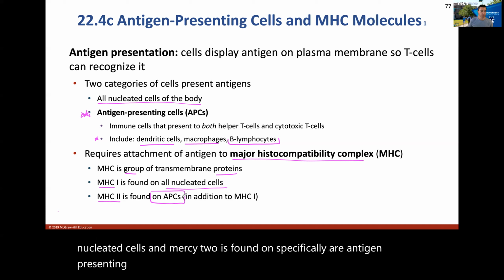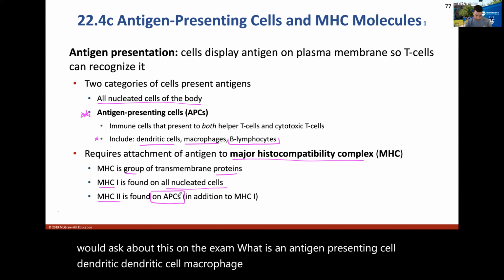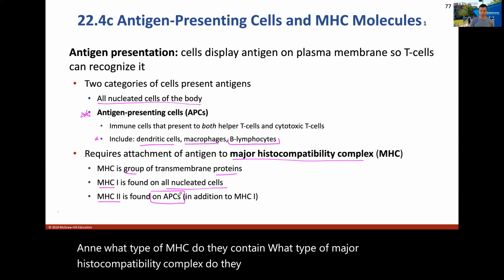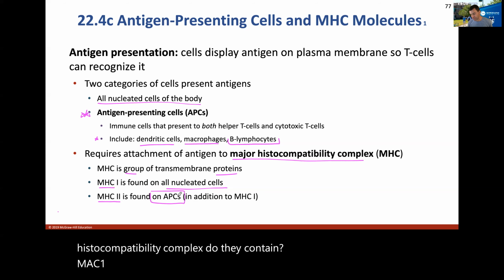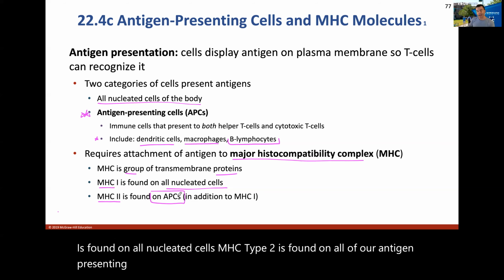And that's really what I want you to know. That's what I would ask about this on the exam. What is an antigen presenting cell? Dendritic cell, macrophage, B lymphocyte. And what type of MHC do they contain? What type of major histocompatibility complex do they contain? MHC1 is found on all nucleated cells. MHC type 2 is found on all of our antigen presenting cells. So that is how it's going to attach and present to the T cells.